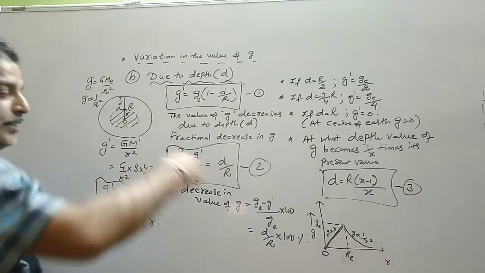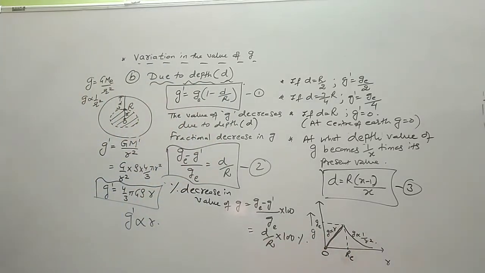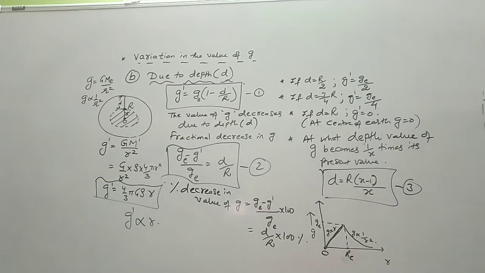Now if you are going inside from the surface, the value of g will decrease with respect to depth, and this is the formula with respect to depth.